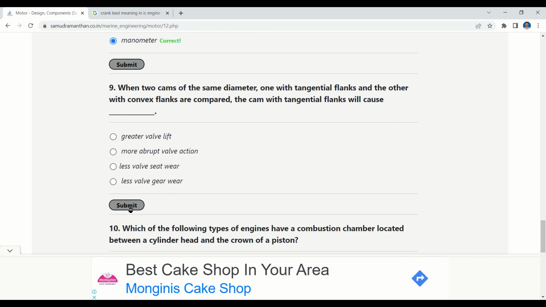Our next question is, when two cams of the same diameter, one with tangential flanks and the other with convex flanks, are compared, the cam with tangential flanks will cause, and the options are: greater valve lift, more abrupt valve action, less valve seat wear, less valve gear wear, and the correct option should be more abrupt valve action.